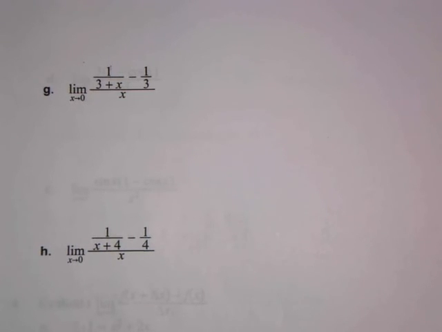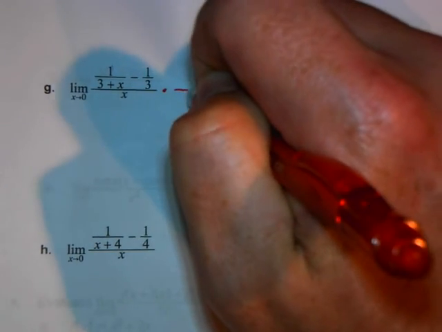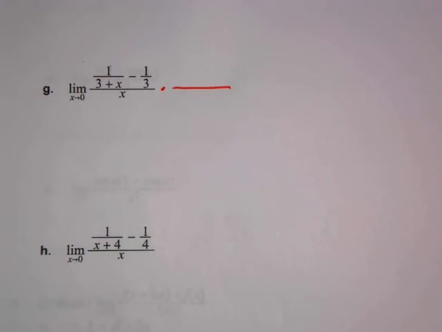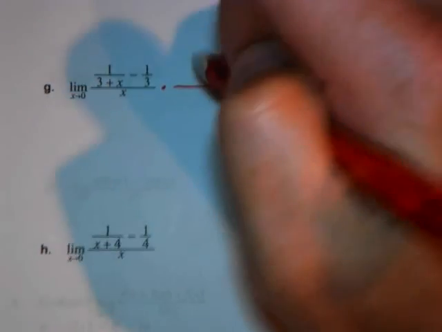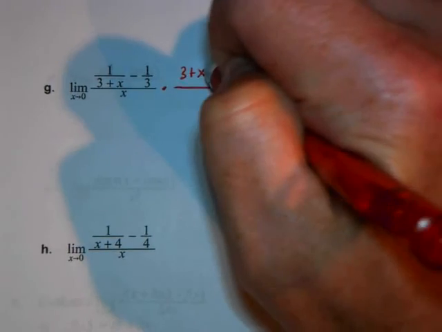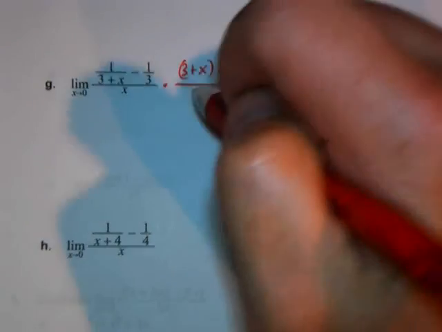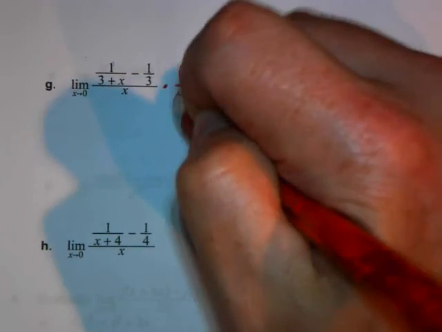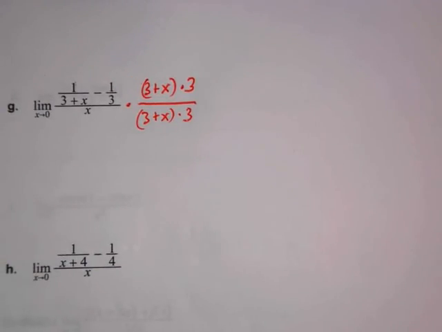I've got to simplify. Probably the easiest way to do these problems is to clear the compound fraction. To clear the compound fraction, you're going to multiply top and bottom by something. You're going to multiply top and bottom by the common denominator. So the denominator of the first fraction is a 3 plus x, and the denominator of the second fraction is a 3. So that's my common denominator. That's what I would multiply by. When I do that, I have to distribute.